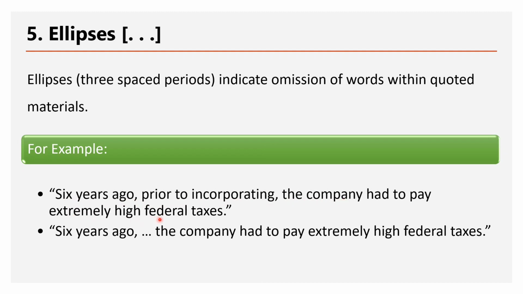In this example, I'm going to omit some words within the quoted material, like "some years ago." I'm using the ellipses here: "The company had to pay extremely high federal taxes." So this is ellipses.